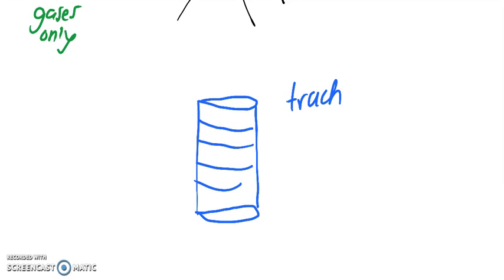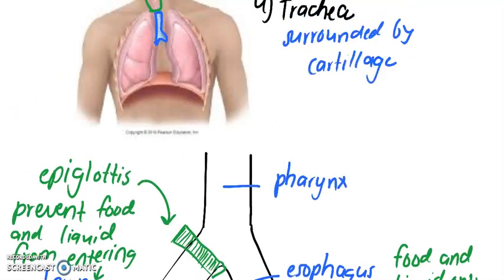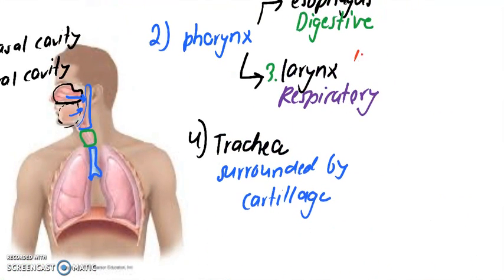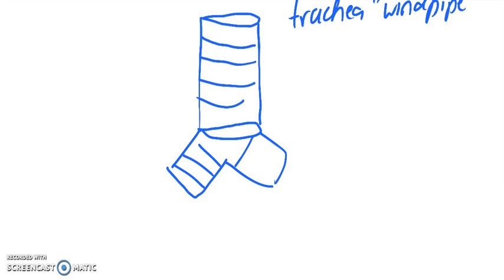So this is the trachea, also known as the windpipe. And the larynx up here is also known as the voice box, because that's where you have your vocal cords. Okay, now your trachea is going to branch off, but notice there's still cartilage surrounding these structures.